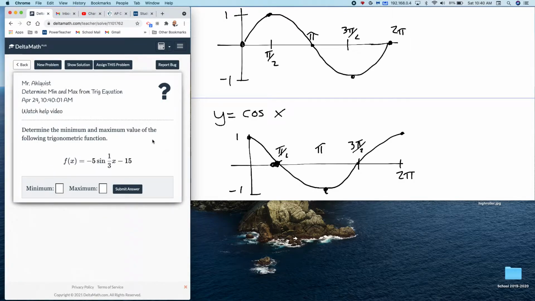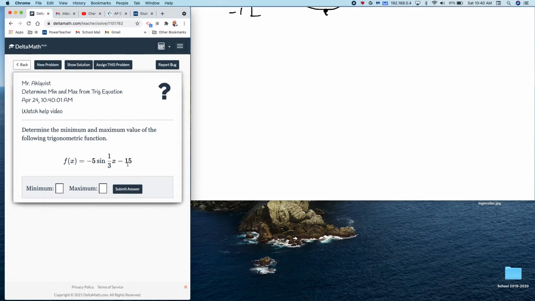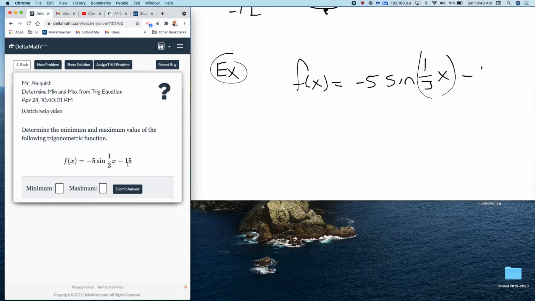Determine the minimum and maximum value. Okay, so let's think about what this would look like. If I think about the minimum and maximum on this, I know that this is the equation f of x is equal to -5 sine 1/3 x minus 15. The amplitude is equal to 5.